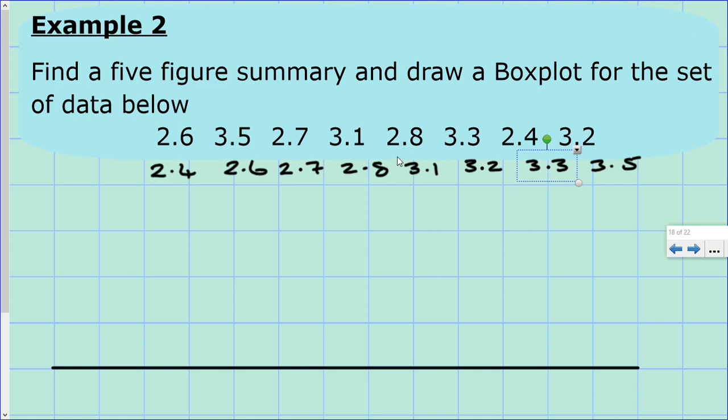Now we've got 1, 2, 3, 4, 5, 6, 7, 8 numbers, so we're going to have to go halfway. So right in between 2.8 and 3.1, let's double check. 1, 2, 3, 4, 1, 2, 3, 4, yeah. So our Q2, if we add those together and divide it by 2, we'll get 2.95.